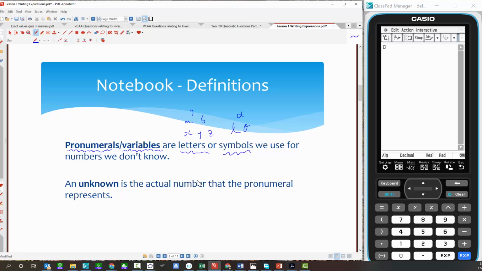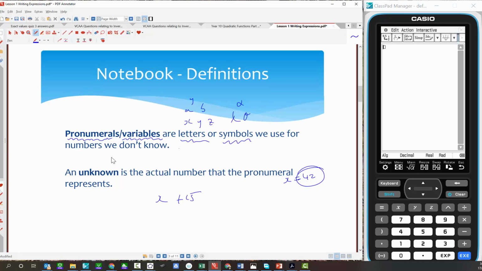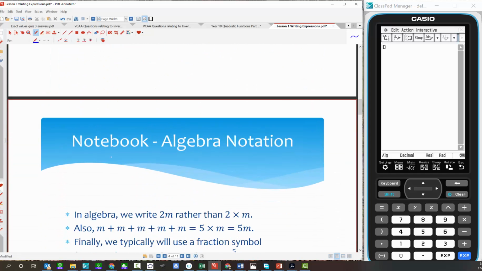Now, the unknown is the actual number that the pronumeral represents. So if I said the unknown in the other case, x plus 15, is my age, and I'm 42, then the unknown, or x, is equal to 42. That's what the unknown represents: the actual number the pronumeral represents.